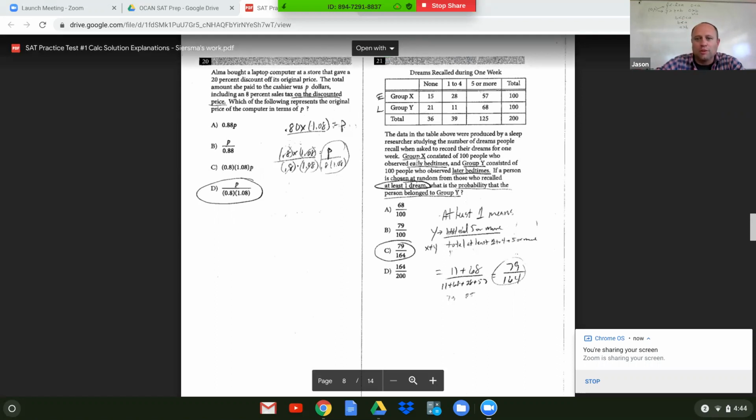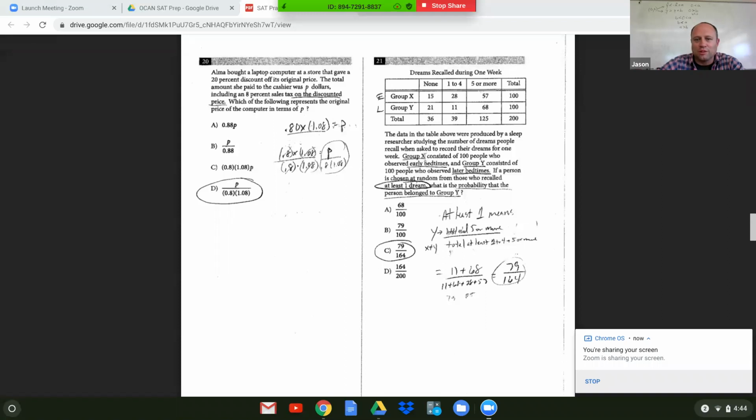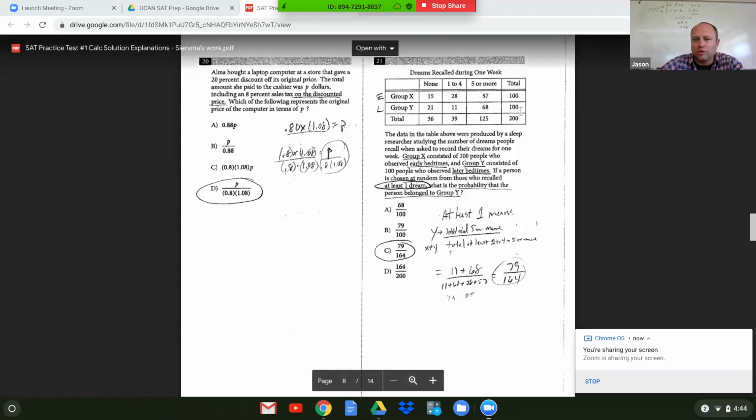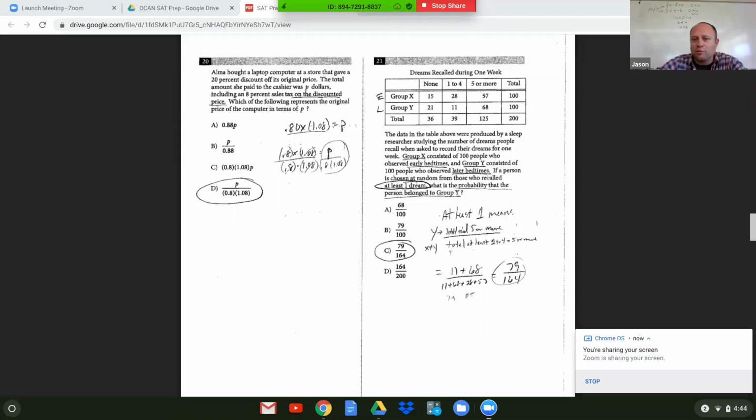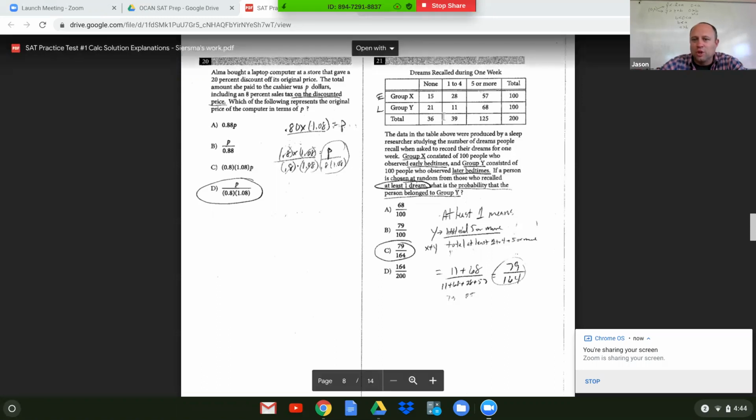Okay, this would be a really fun one to actually do with a class. But group X consisted of 100 people. You can see that total. So did group Y, right? And then if a person is chosen at random from those who recalled at least one dream. So think about it. When I look at this table, how many people recalled at least one dream? It wasn't in this category. These were the none, right? But these recalled at least one dream, right?